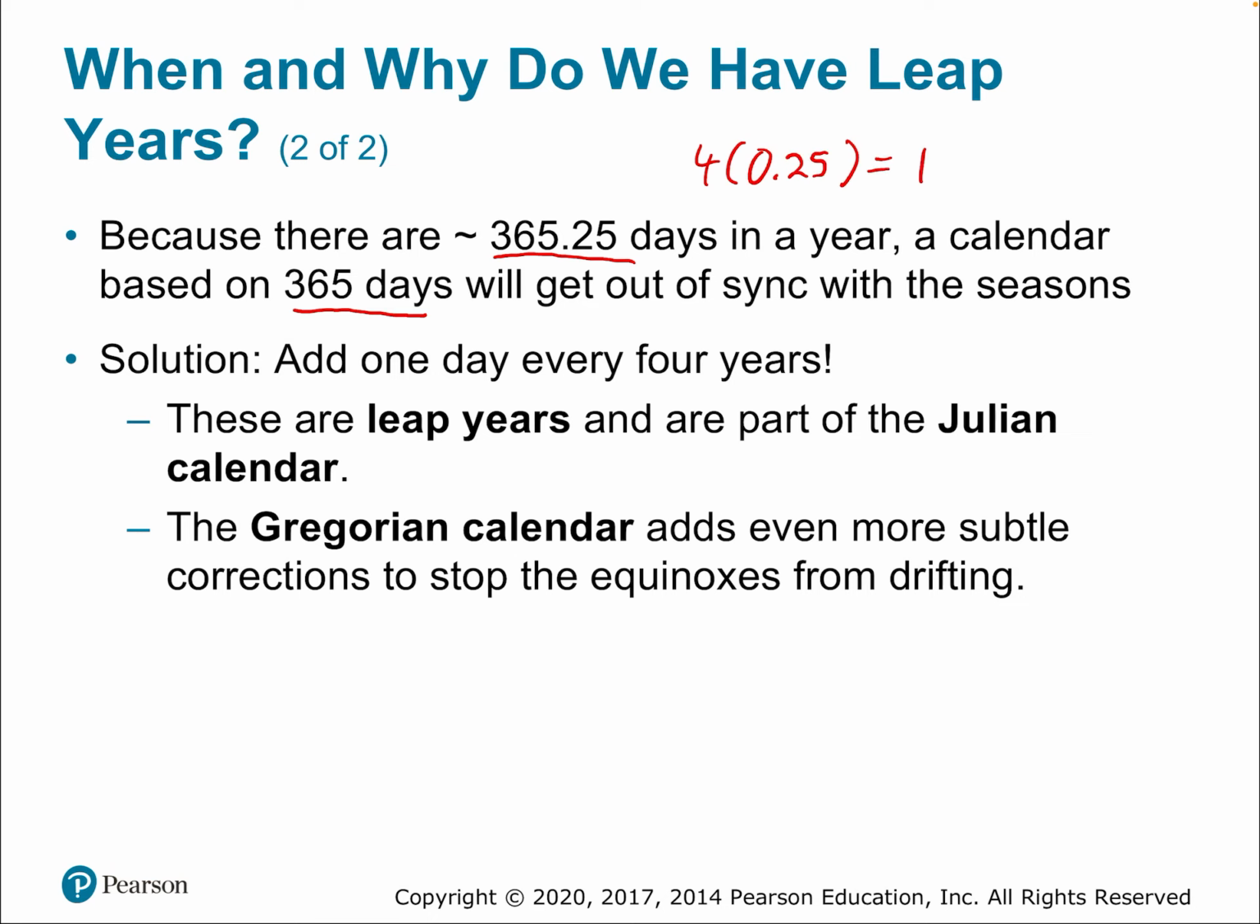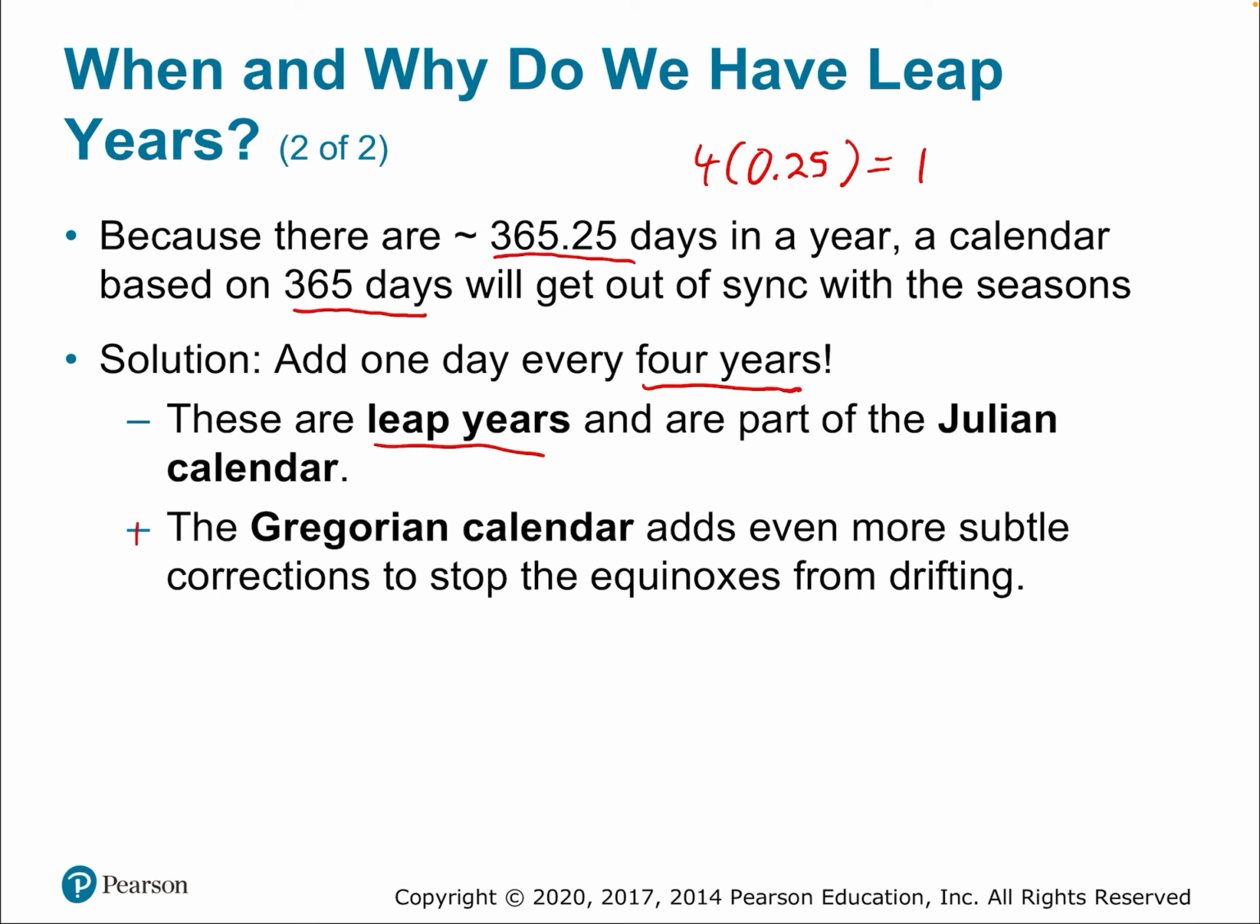So once, after 4 years, that 1 extra day has been accrued, well, then we acknowledge it as a leap year, where there's 1 extra day and that day is allocated to February. Okay? Now, the Gregorian calendar, on the other hand, adds even more subtle corrections to stop the equinoxes from drifting.